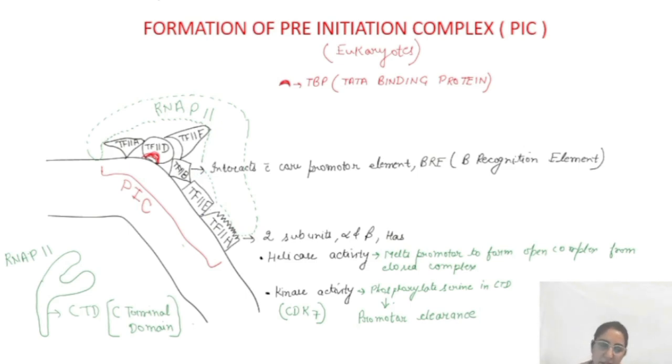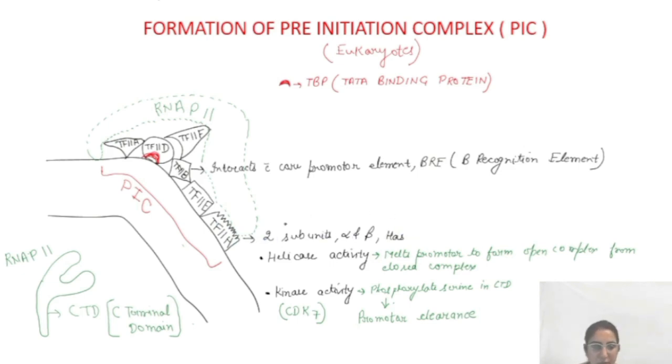After that, transcription factor 2E comes and lastly transcription factor 2H comes. They all come and bind to the DNA molecule at the promoter region. So what is the main function of transcription factor 2B? As we have discussed earlier also, transcription factor 2B interacts with the core promoter element BRE, that is B recognition element. And transcription factor 2H has mainly two subunits, alpha and beta.